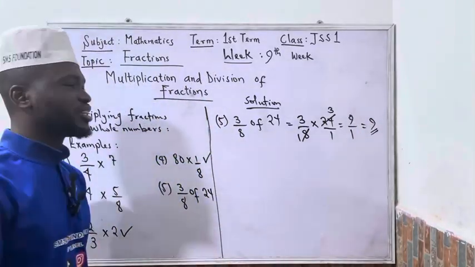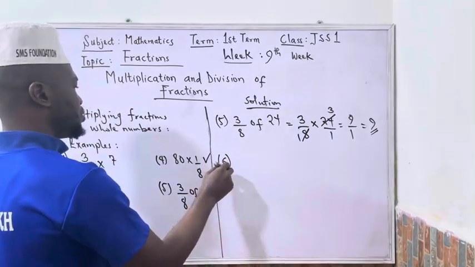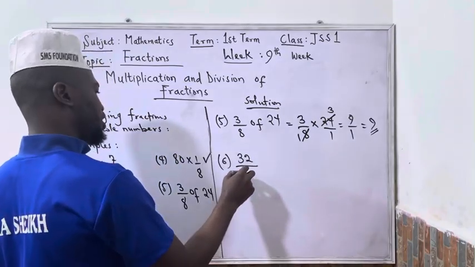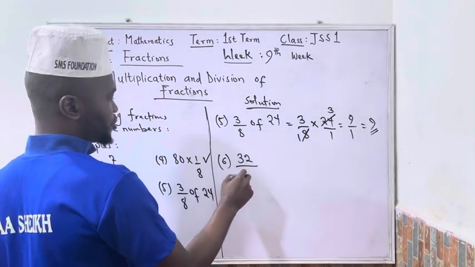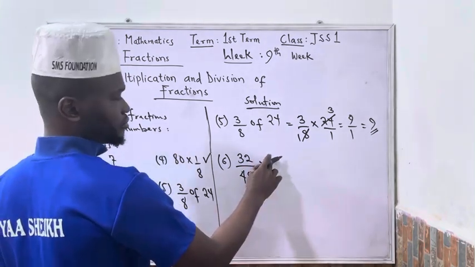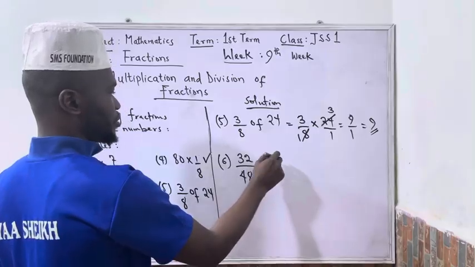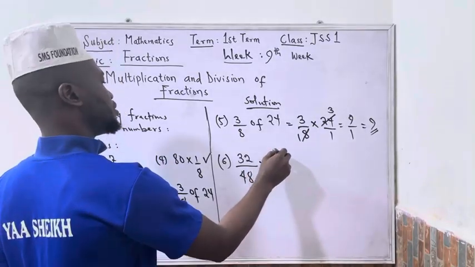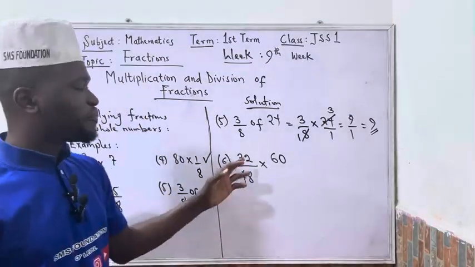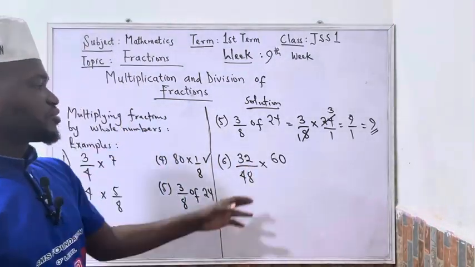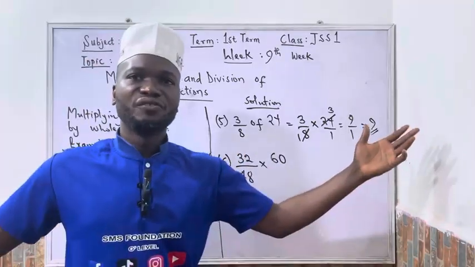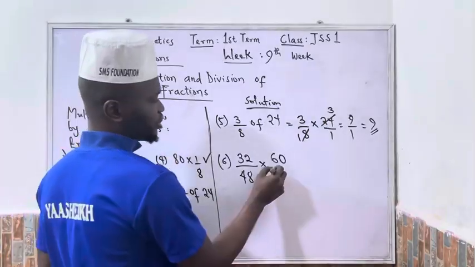Very, very easy. Let me create one more question for you. If you have 32 over 48 times 60. Now, what we're having here are big numbers. So if you want to stick to the first method and multiply 32 times 60, it's going to give you one very fat number on top.